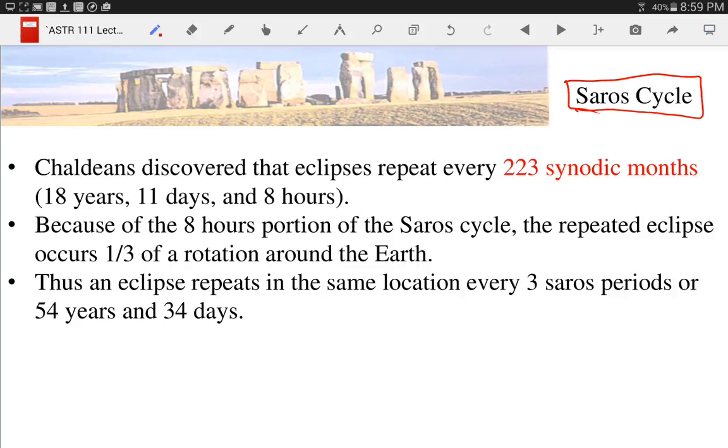They noticed long, long ago that every 223 synodic months, the eclipses repeat. Now, 223 synodic months turns out to be 18 years, 11 days, and 8 hours. So if you know when an eclipse occurs, you know where that stripe hits, you know that exact same geometry is going to repeat in 18 years, 11 days, and 8 hours.